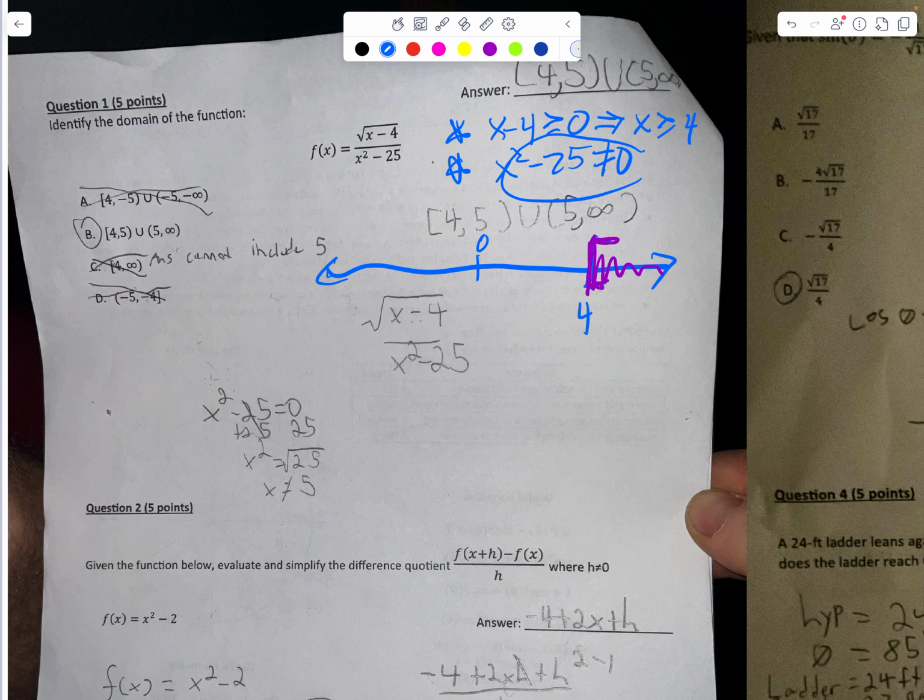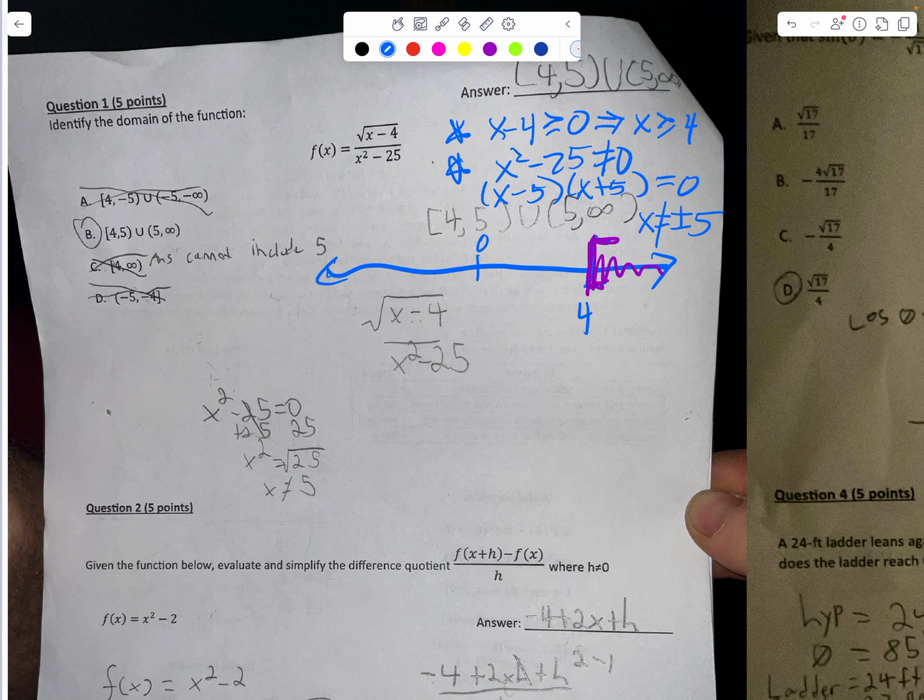When it's not 0, let's find out when it is. That guy can be factored like this: x minus 5 times x plus 5. Okay. Let's just go ahead. When is it equal to 0? It's equal to 0 whenever x is positive or negative 5. So those are the numbers you cannot plug in.